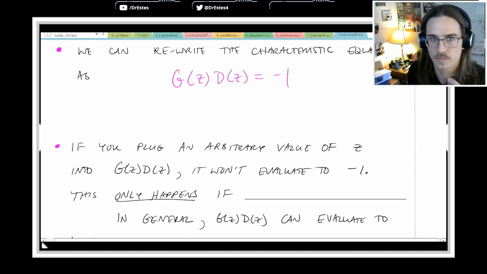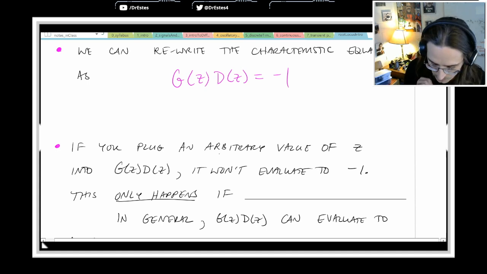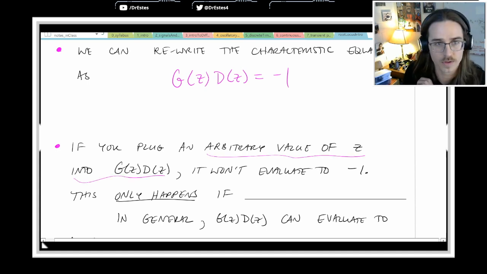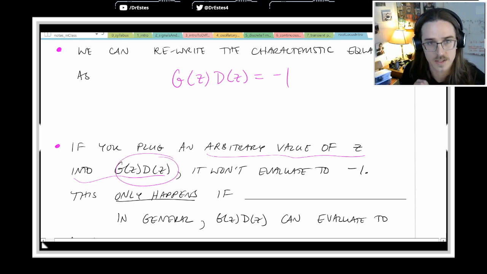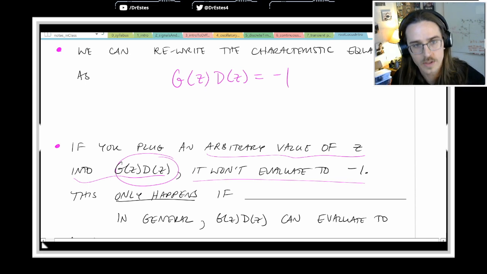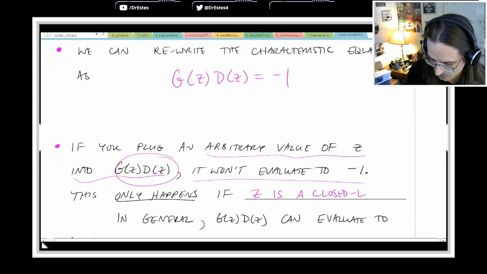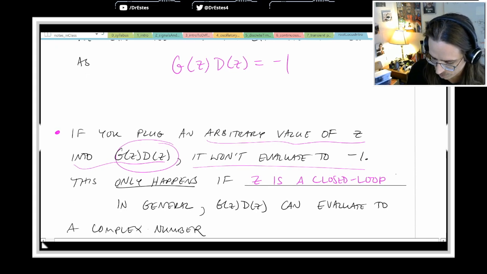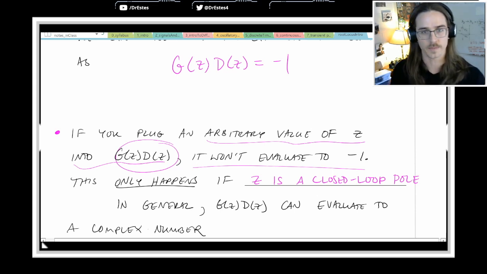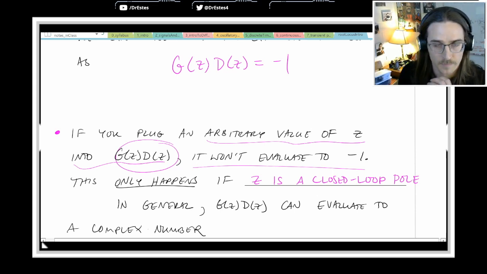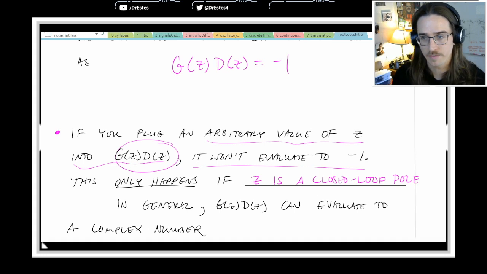If you plug an arbitrary value of z into the open loop transfer function, which is g times d, it's not going to evaluate to minus 1. It's only going to evaluate to minus 1 if z is a closed loop pole. I know I might sound like a broken record, but this is building the argument. It's not going to evaluate to minus 1 for just any value of z, only if z is a closed loop pole.